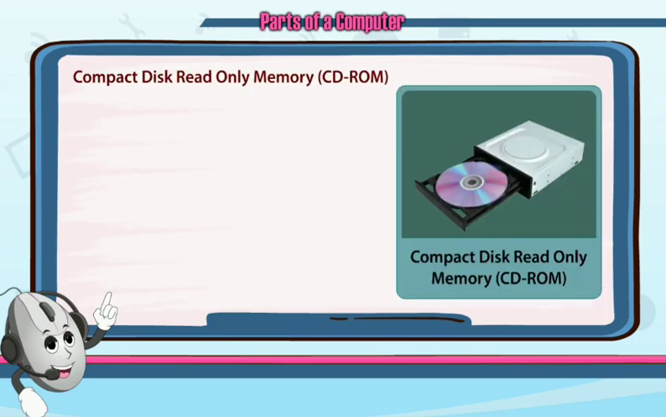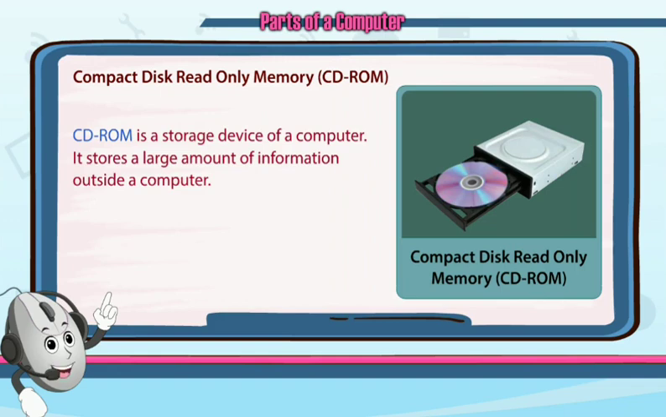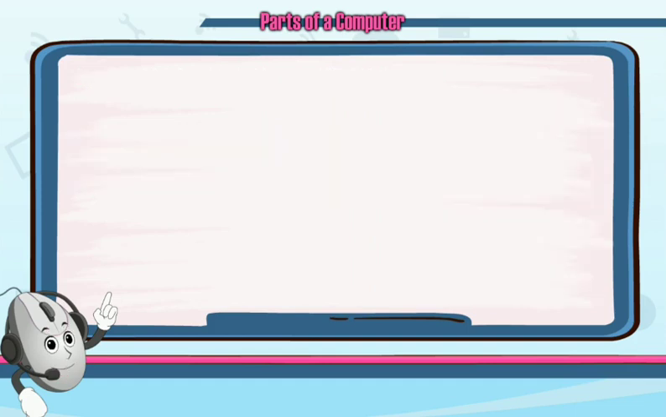Next one is compact disc, read only memory, CD-ROM. CD-ROM is a storage device of a computer. It stores a large amount of information outside a computer. You can store data in a CD.